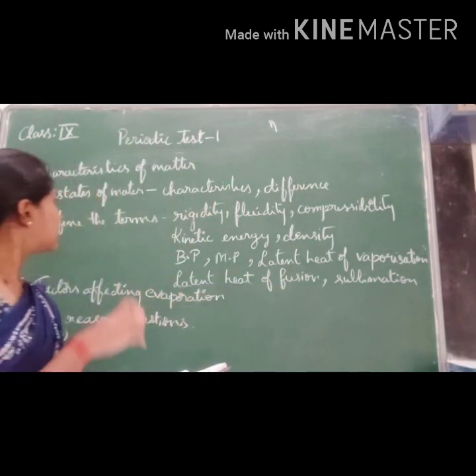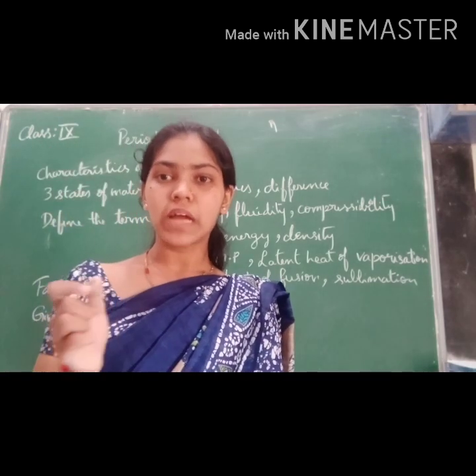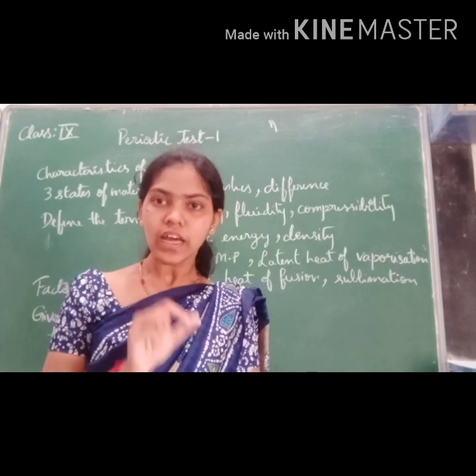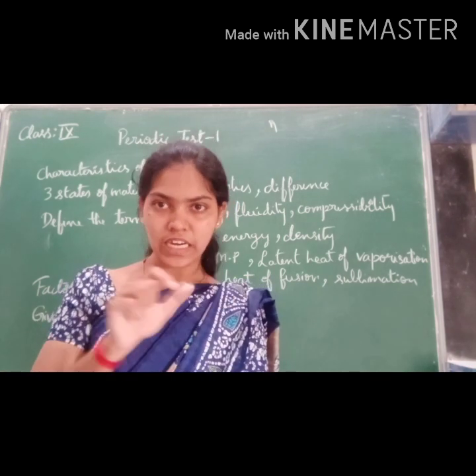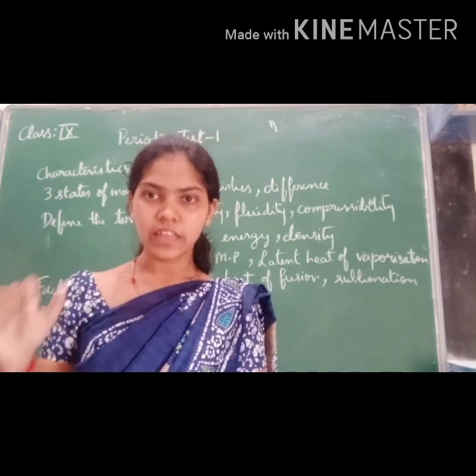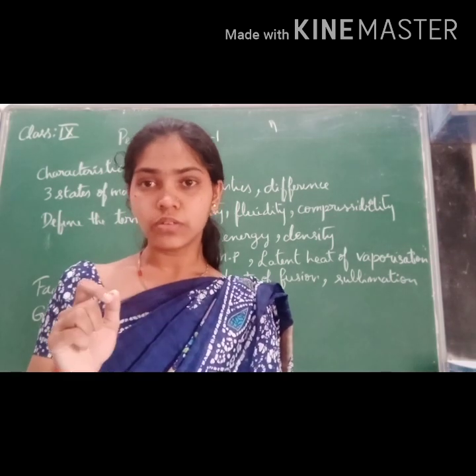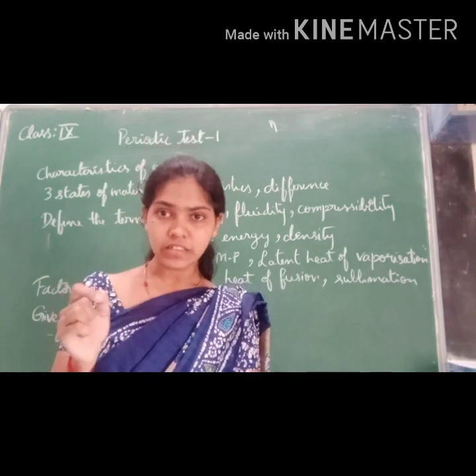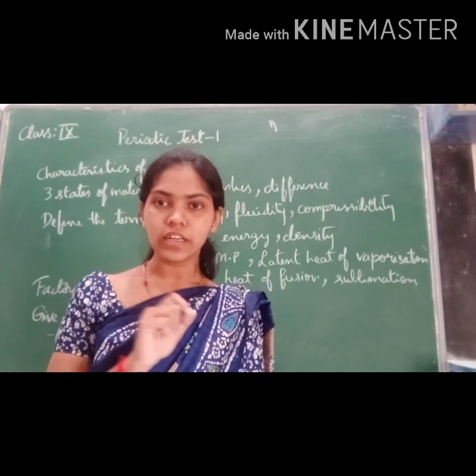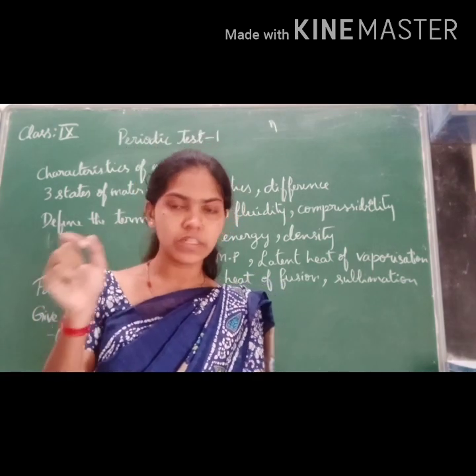Then the 3 states of matter, which are they? The 3 states of matter: solid, liquid, and gas. You have to learn the characteristics of each state of matter: characteristics of solids, liquids, and gas. Then if they ask you to write the difference between these three states of matter, you should be able to write the difference between those. You have to make columns and write the difference between them.